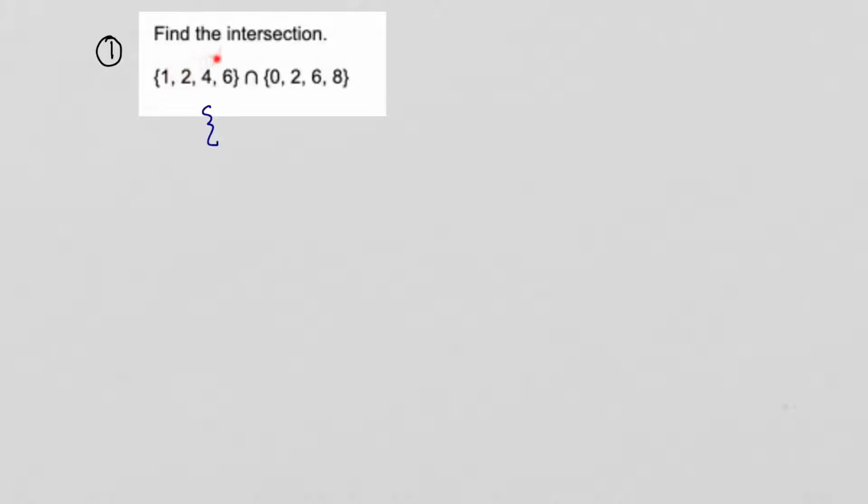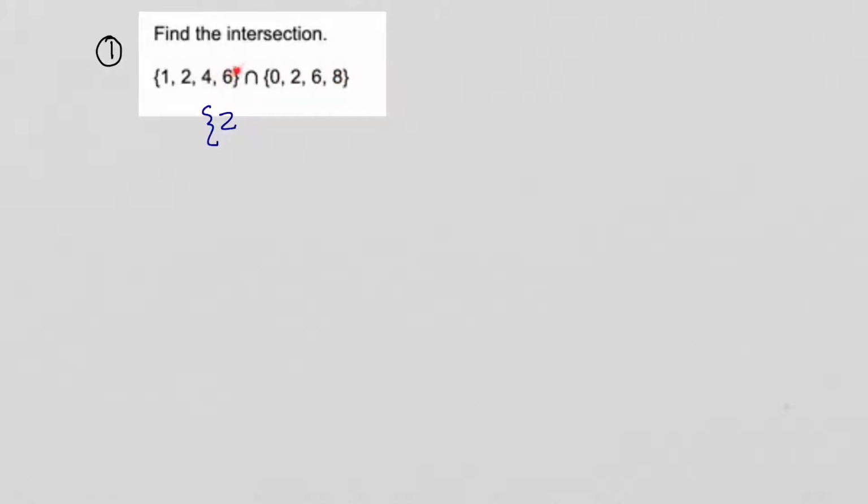There's a 1 here, but no 1 over here. So 1 does not belong. There's a 2 here and a 2 here, so a 2 does belong. Anything else? There's a 4 here. There's no 4 over here, so 4 does not belong.